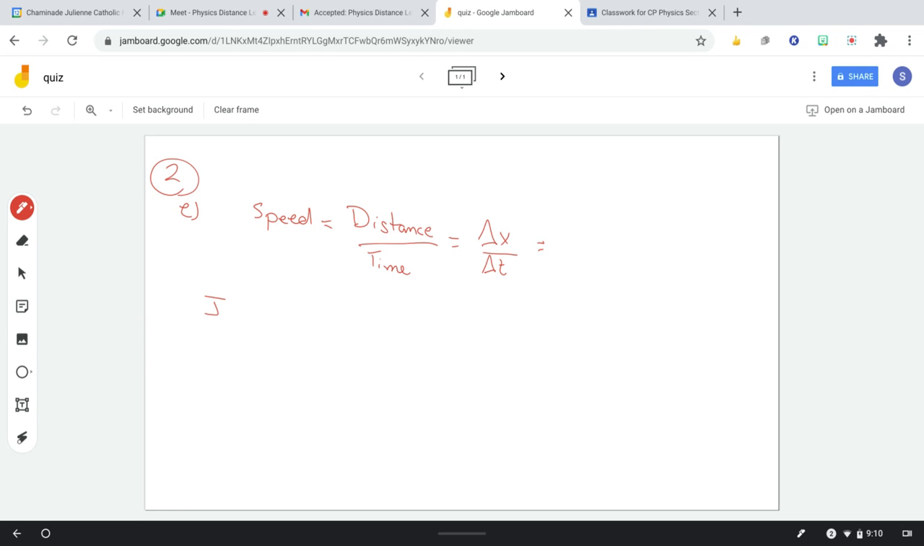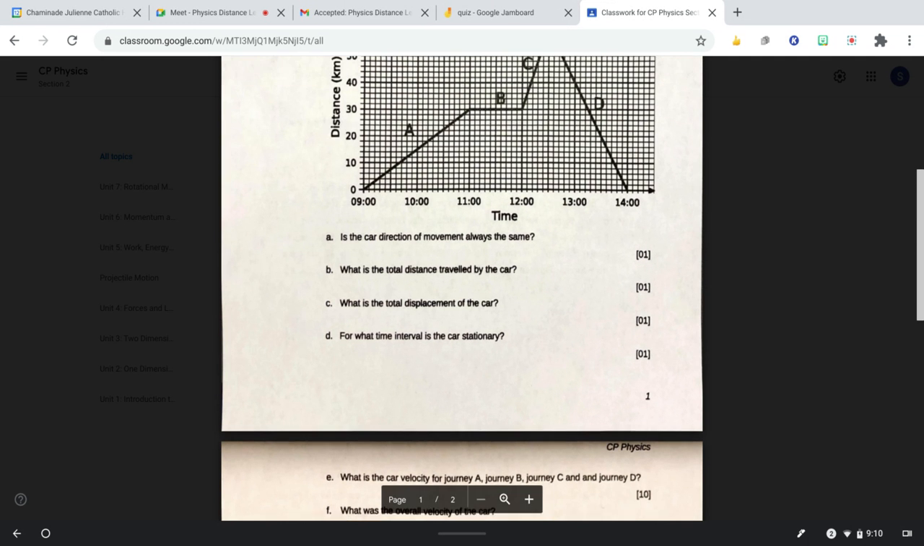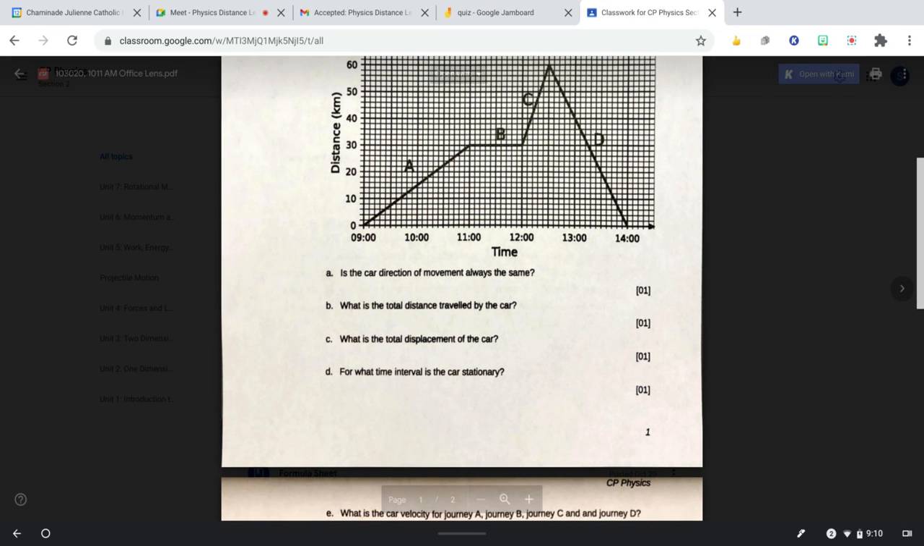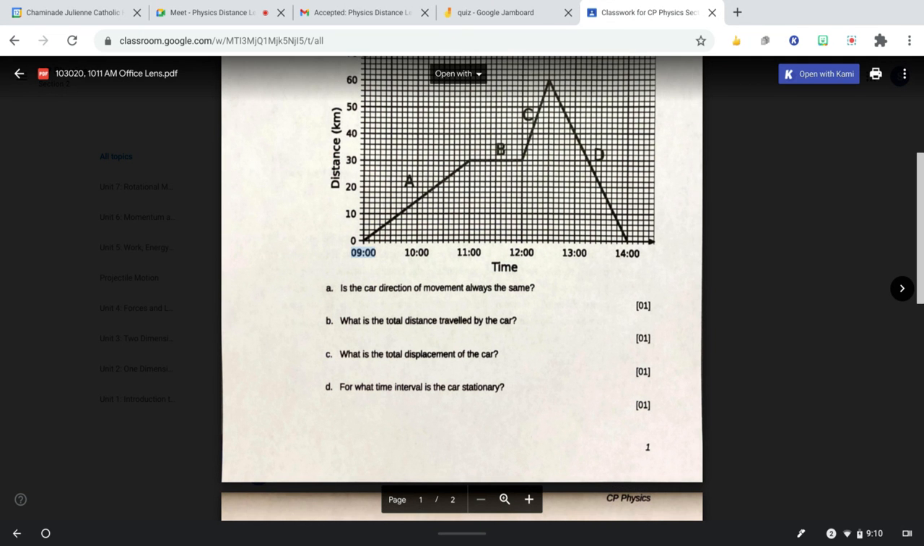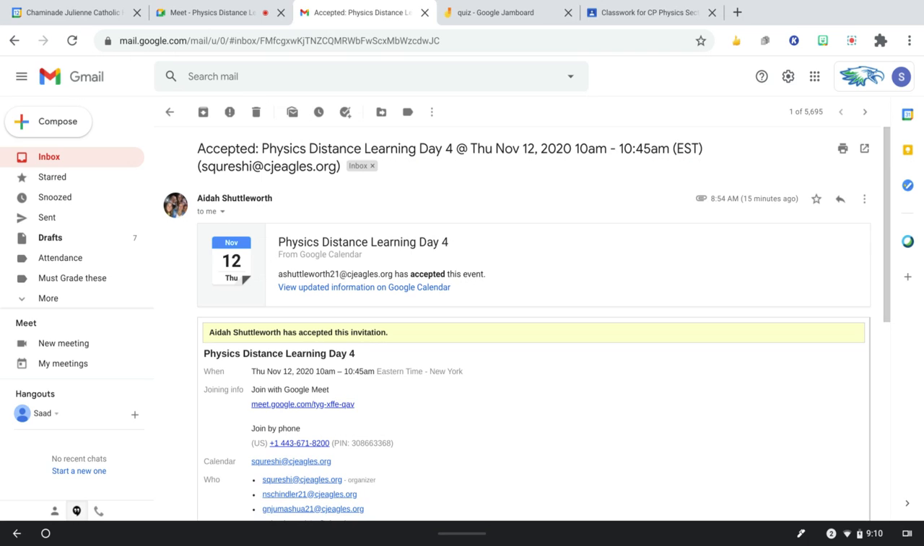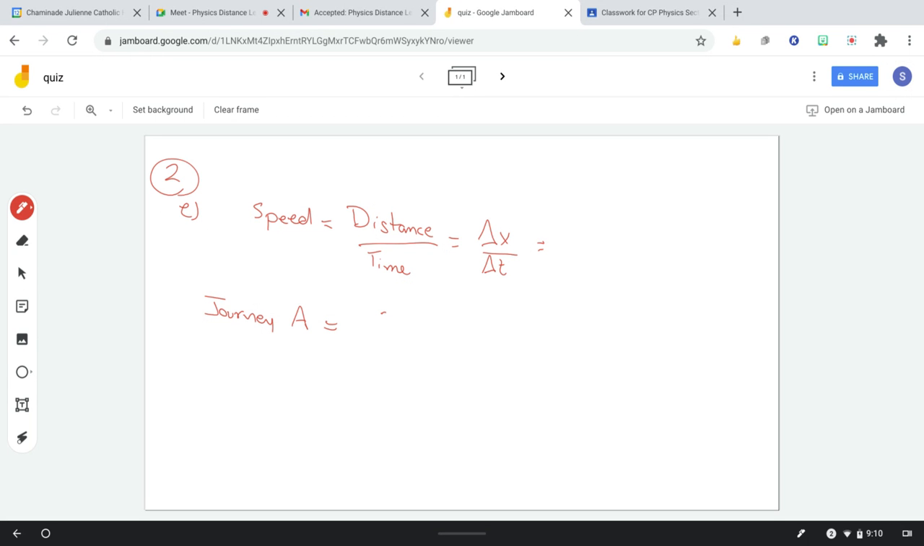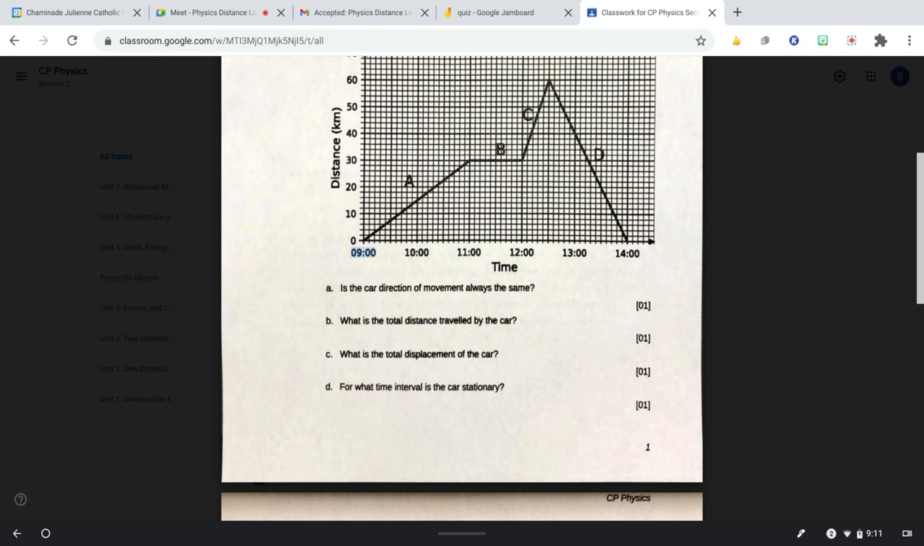So for journey A, it would have been simply 30 kilometers minus 0 divided by 11 minus 9, and that would give you 15 kilometers per hour, and that was the correct answer. For journey B, it was 0 because the car was stationary during that time, right? So there's no change in distance that occurred, so the speed is 0, although you had covered some time.